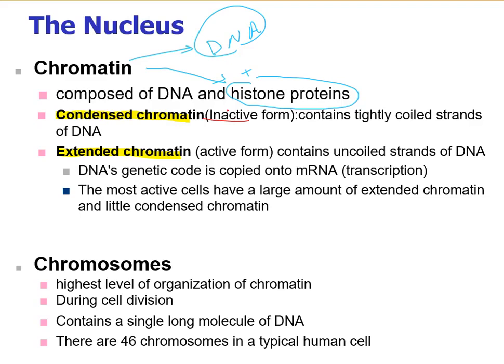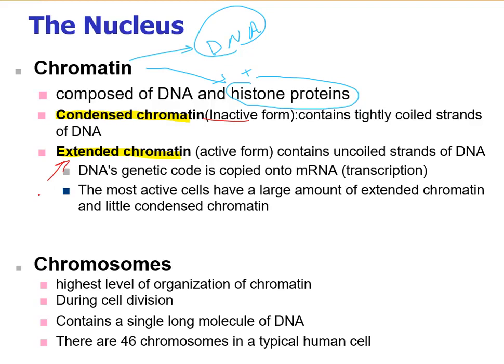Okay, let's do this. Think of chromatin as the cell's instruction manual. When the cell needs to make proteins, it uncoils the relevant part of the chromatin, so we have the extended chromatin. It copies the genetic code onto mRNA and starts building the protein.